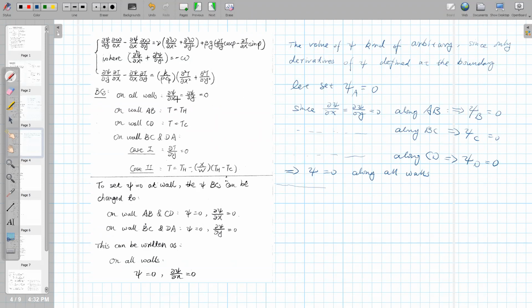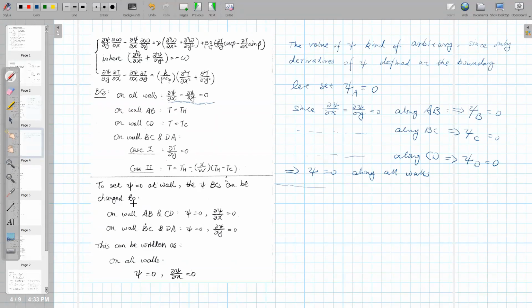Otherwise, if you only have the derivative type of boundary condition, you won't be able to solve for the psi value by using numerical methods. Okay, so by setting this, the boundary condition of psi at the wall can be converted. So we will not use this boundary condition anymore. We will convert it.